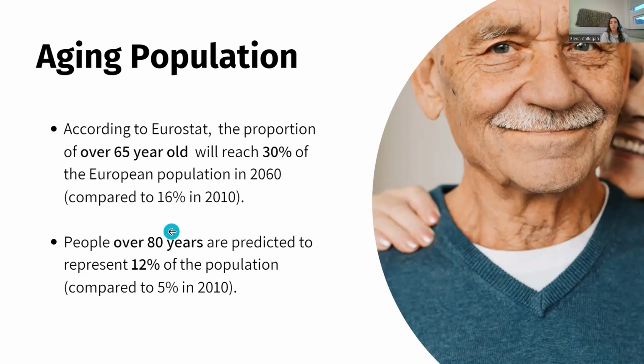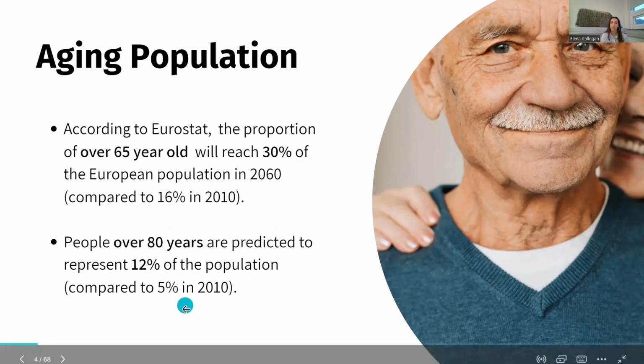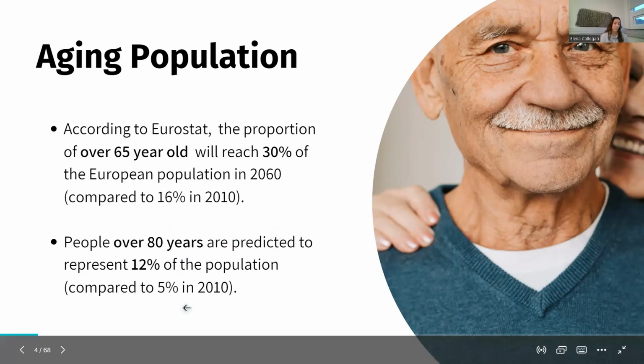Specifically, people over 80 years of age are predicted to be 12% in 2060. And again, if we compare this to what we had in 2010, when people over the age of 80 were only 5%, again, that is quite a jump.